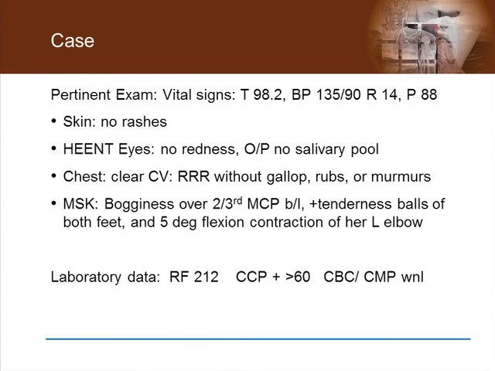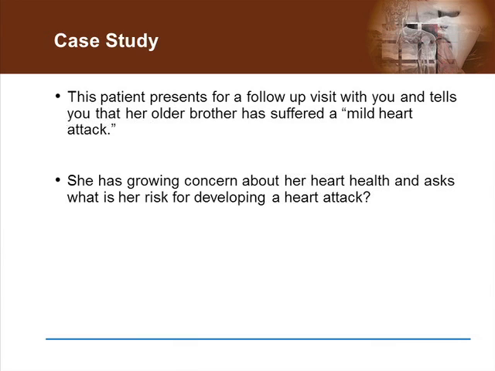So on physical exam, her temperature is normal. Her blood pressure is mildly elevated at 135/90, respiratory rate at 14 with a pulse of 88. She has no skin rashes. On head and neck exam, she has no eye redness. Her oropharynx is a bit dry. She does not have a salivary pool. Her chest is clear to auscultation. Her cardiovascular exam shows a regular rate and rhythm.